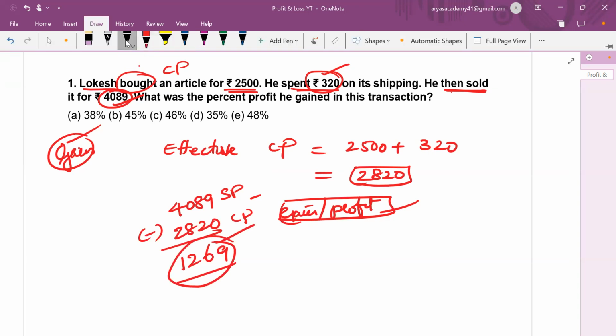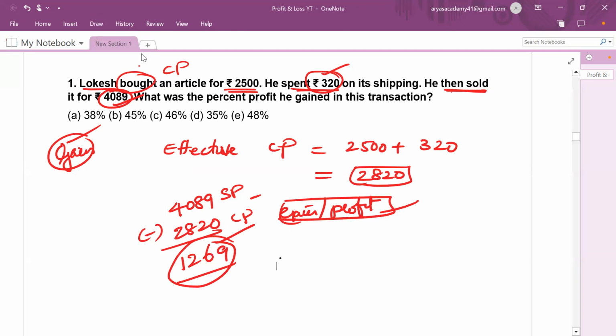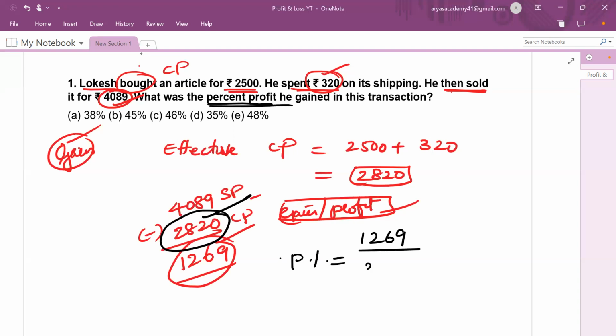1269 is the profit, but that's not the question, right? They're asking for the percentage. What is the percentage of profit? So profit percent is equal to what? The profit in terms of rupees, and it should always be compared to the total effective cost price. That is 1269 by 2820 into 100, right?